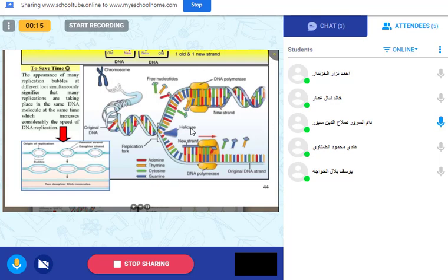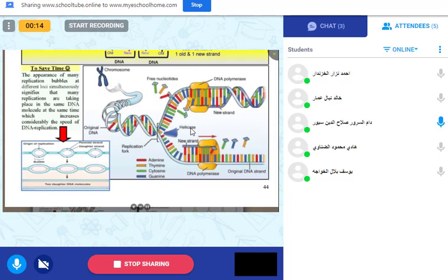So if it reads A, what will the polymerase put? T. If it reads C, it will put a G. If it reads a G, it will put C, and so on. Okay? You see how it happens?